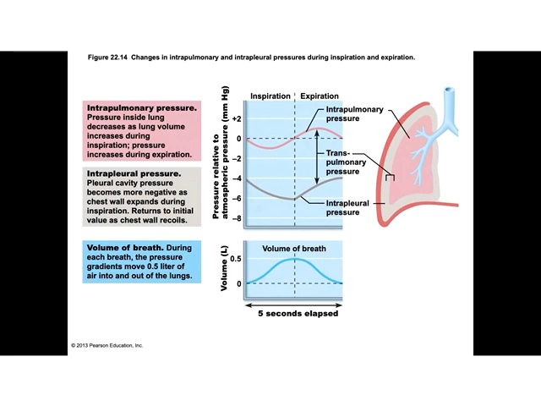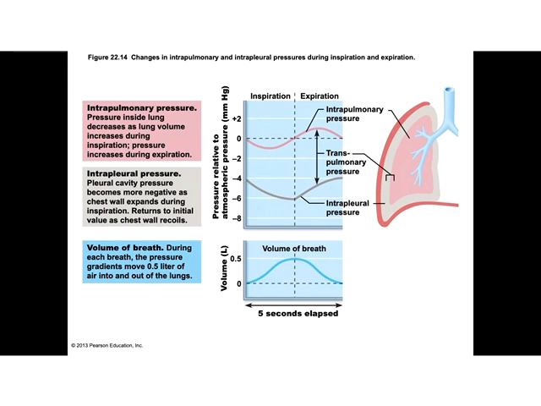Notice the differences that take place in pressure and volume during a normal breathing cycle. Here we're measuring different pressures. The intrapulmonary pressure, the pressure inside the lungs, goes down as we breathe in, creates a vacuum, and in goes the gas. Then as we breathe out, it goes up. So that's easy enough.